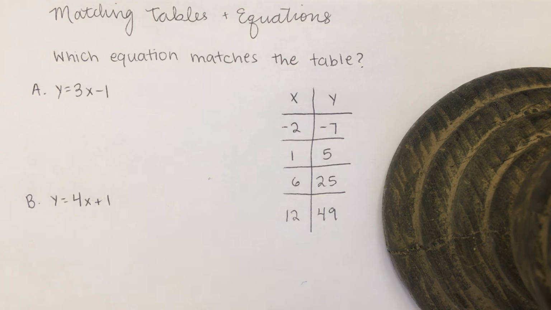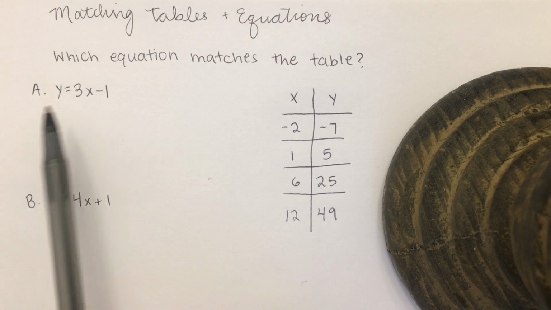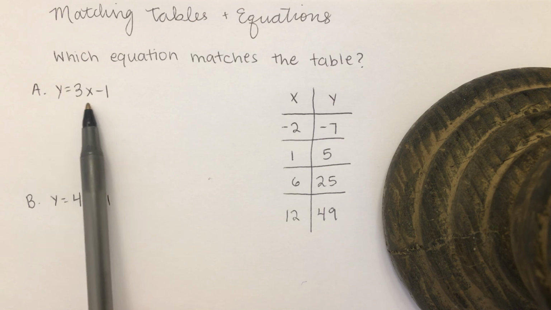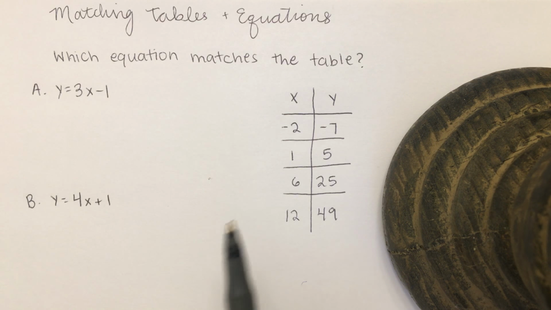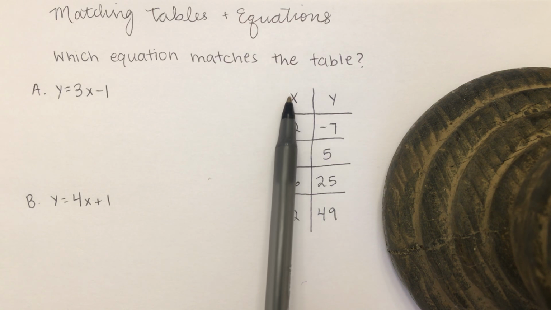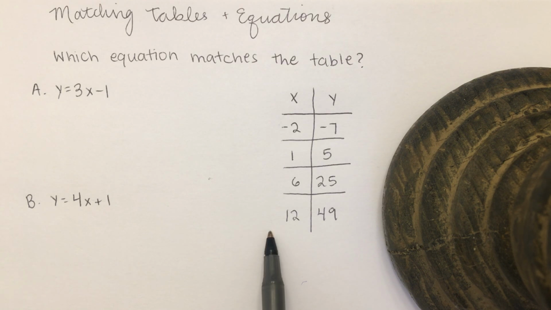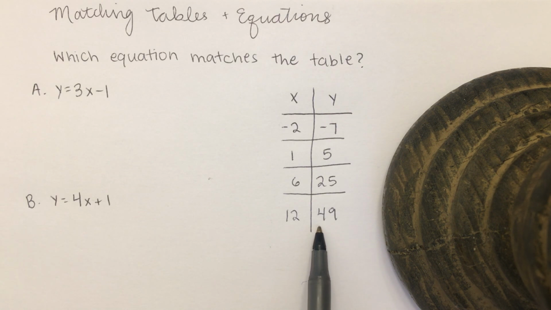All right, so we're going to look at matching tables and equations. It's something that you'll notice a lot of in your chapter 1 homework, where we're looking at equations. Y equals 3x minus 1 is an example of an equation. And then we're also looking at tables where you have some sort of input value, some sort of x's, and then some sort of output value or y's.